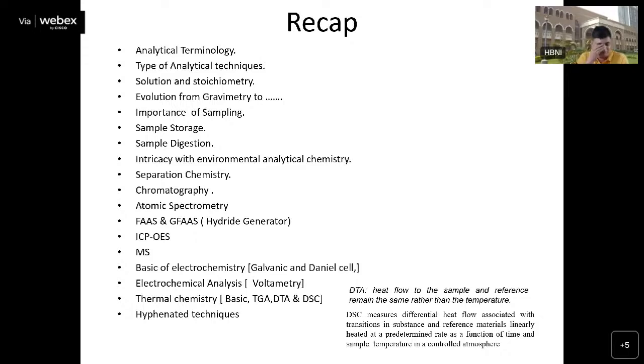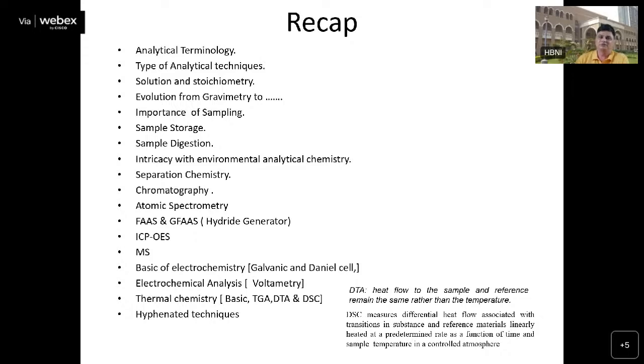Then we have seen the importance of sample digestion, which is again a very crucial and critical part, because during sample digestion you have to make very sure that you have completely taken your analyte out of that matrix. Then you have to see that any matrix interference or any other interference has been completely avoided. And during sample digestion, whatever reagent is used should not contaminate your samples.